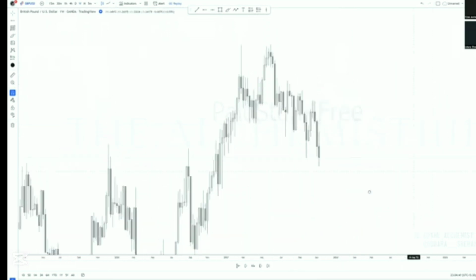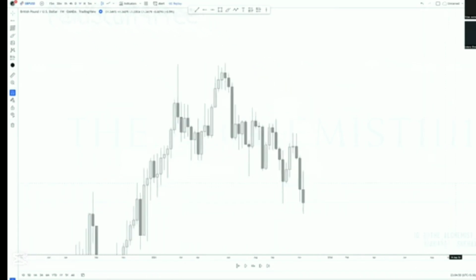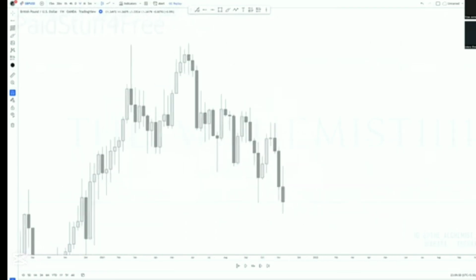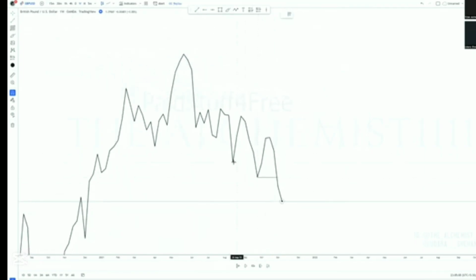Now remember, this is how I do the top-down analysis. This is what I always look for. On the weekly, I always look for the most recent major breakout structure, especially on the line chart. So what's the most recent major breakout structure we have? Bearish. Look how it's falling. All these lows are getting broken.